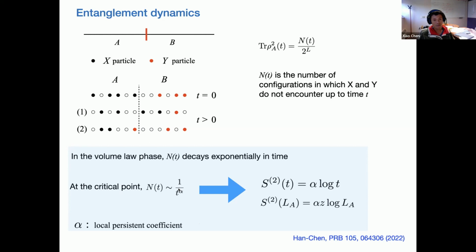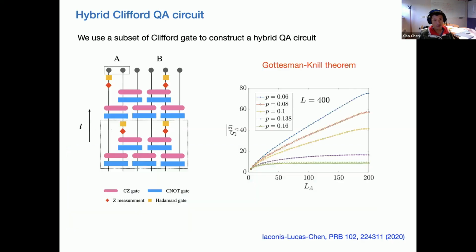Therefore we could check this numerically. We construct a hybrid automaton circuit. In particular, we use Clifford gates to construct a subset of the automaton gates. So we can show that we can easily simulate a few hundred qubits.